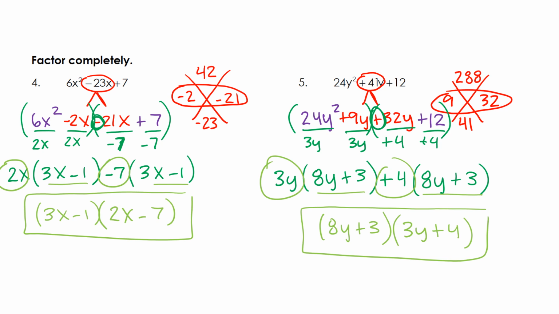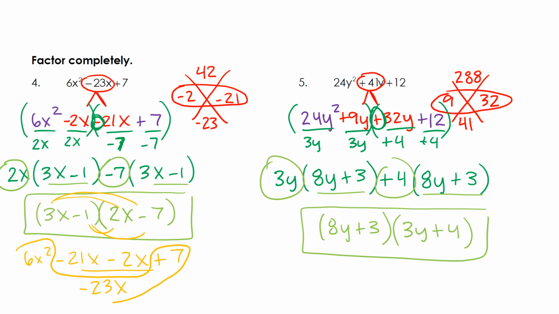So for example, on number 4, if I FOIL, first would be 6x squared, outside would be minus 21x, inside would be minus 2x, last would be plus 7. If I combine my like terms, I get a negative 23x. So then if I check my answer, 6x squared minus 23x plus 7 is the original problem right there. So that is how I can guarantee that this right here is the final answer. Just to make that clear, you can still check every single answer by FOILing it back out.